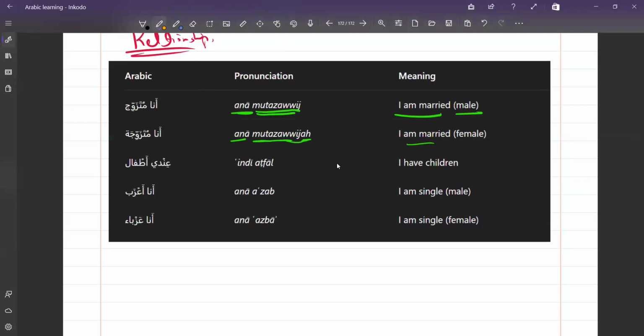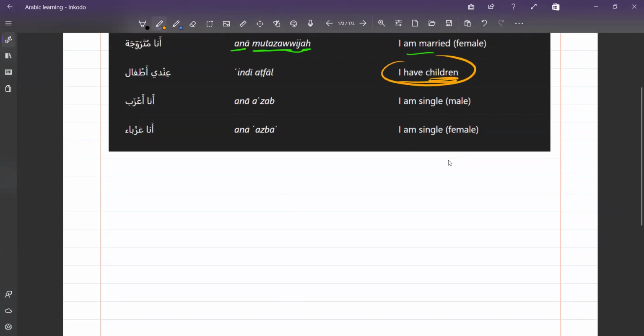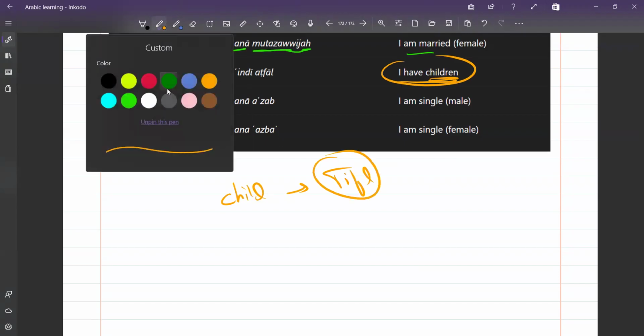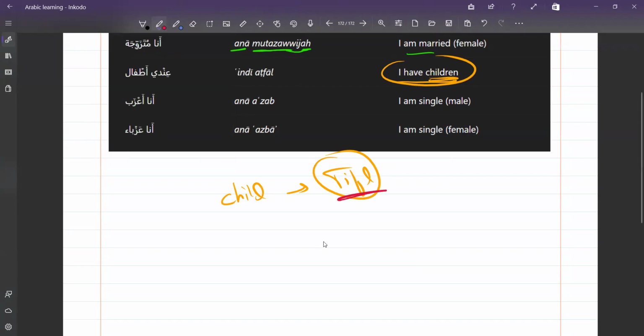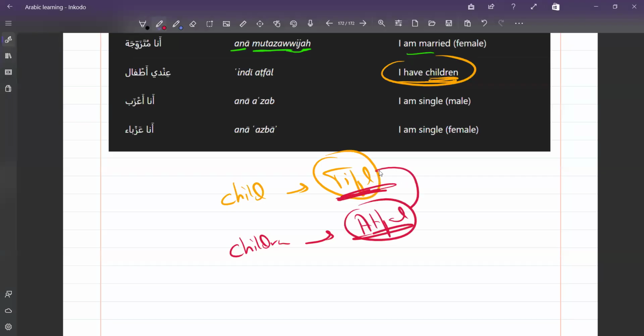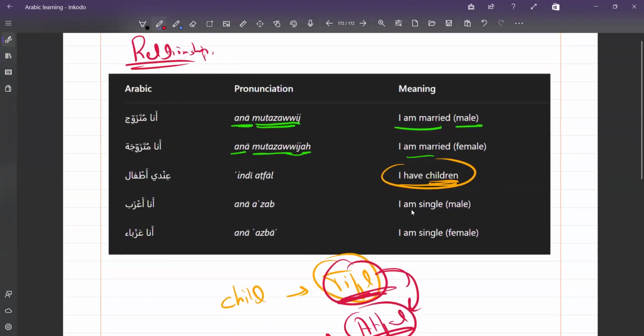Again, if somebody wants to say I have children, now a child in Arabic is called tifl. And children in Arabic are called atfal. So basically, atfal is the plural of tifl, right? So that is why we would say indi atfal, meaning I have children.